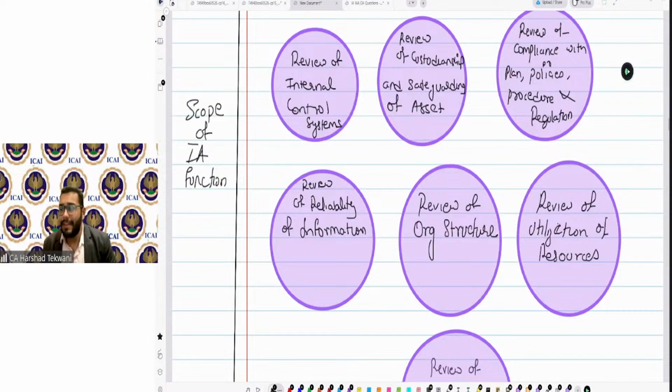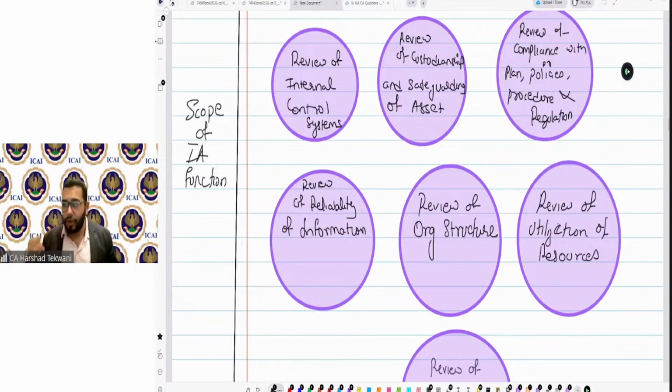Second, review of custodianship and safeguarding of assets. You might have heard about segregation of duties, SOD, that duties should be segregated between persons. So segregation of duty checking is also an important part for internal audit. For example, maker and checker should not be the same. The person who is booking the invoice shall not be the same person who is creating the vendor master, or the same person issuing payment against that particular invoice.